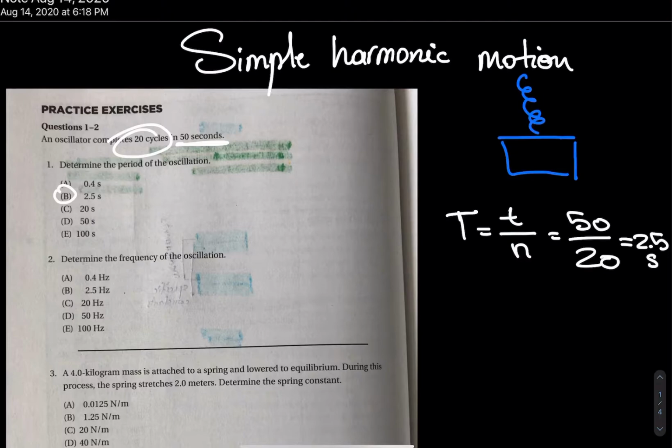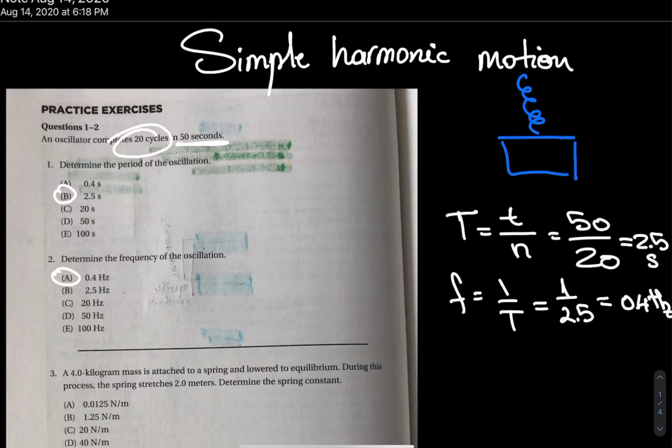Determine the frequency of the oscillation. We know this formula, that the frequency is 1 over time, which is 1 over 2.5, which is 0.5 hertz. So it's A. Let's go to the next question.